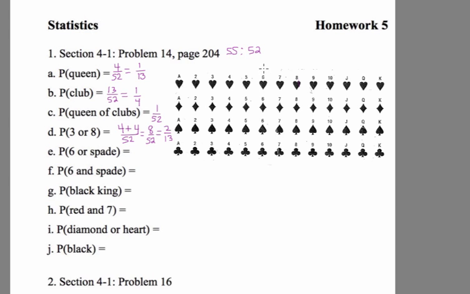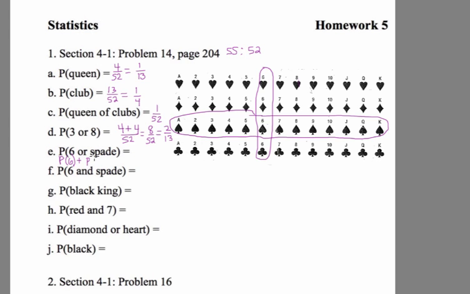Probability of a 6 or a spade. Here's the 6s. Here's the spades. These are not mutually exclusive. There's overlap. You can see that the 6 of spades is the overlap. So you can just count these: 1, 2, 3, 4, 5, 6, 7, 8, 9, 10, 11, 12, 13, 14, 15, 16. There's 16 of them.